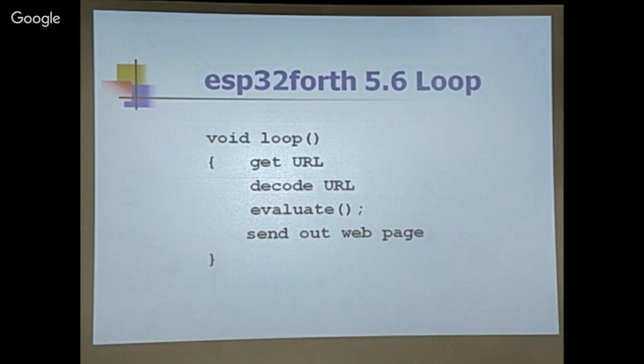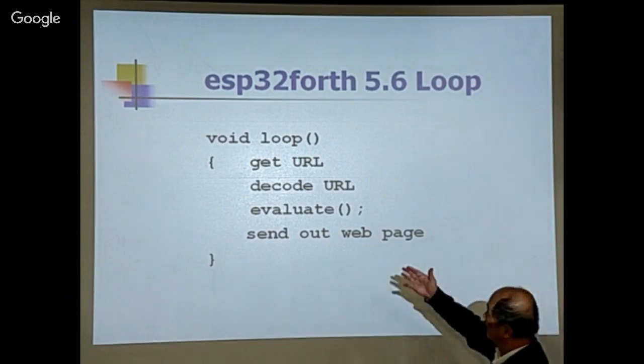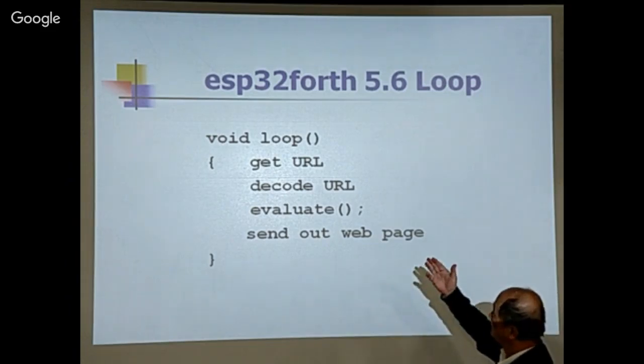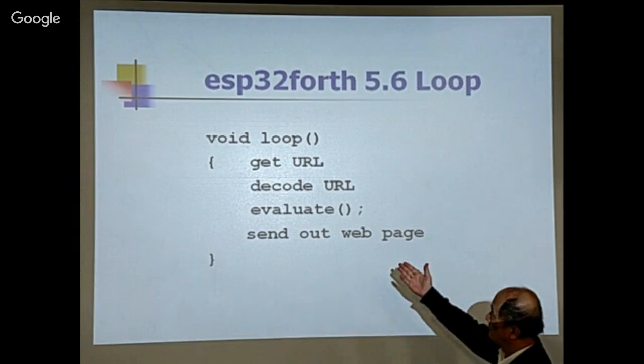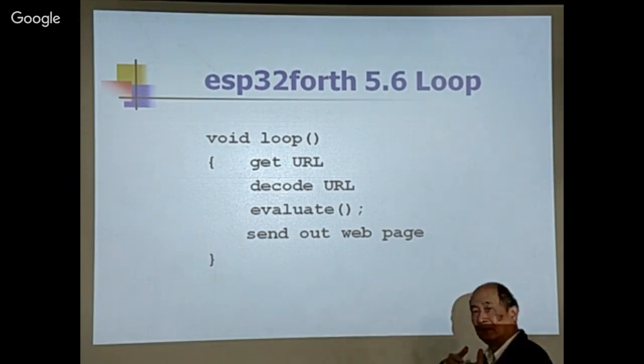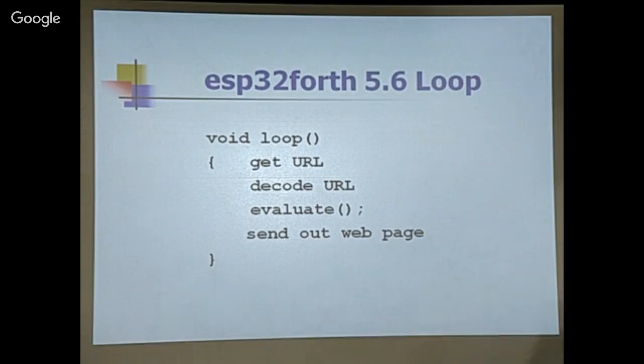Here the pseudo code is: get the URL, decode the URL, and then call evaluate. When evaluate is done, you assemble a nice web page and ship it out to wherever the URL came from.